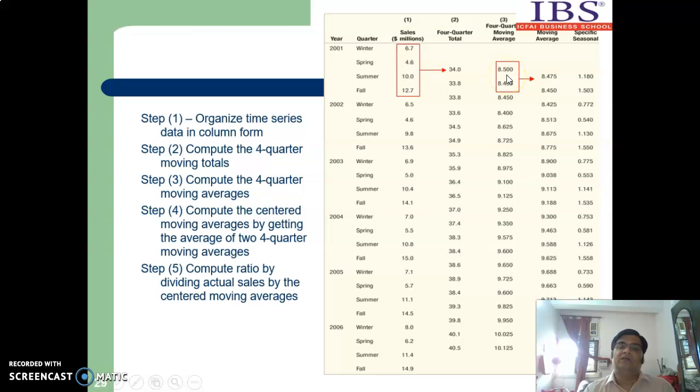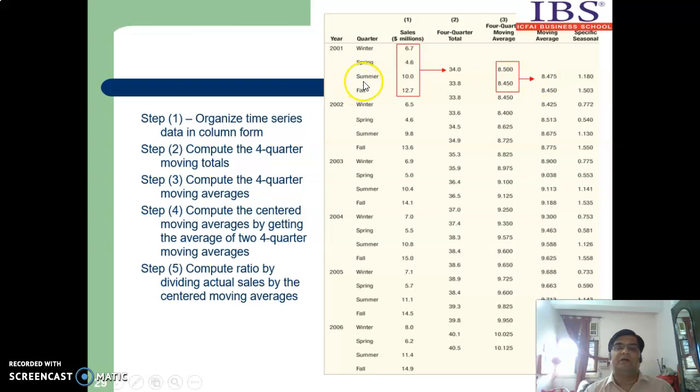Here what we have done, we have taken the average, that means 34 we have divided by 4 because we have taken 4-quarter data, that is 8.5. So we have taken the average of all these data. And in the 4th column, step 4, we computed the centered moving average by getting the average of 2 4-quarter moving averages. That means these 2 data, we will take the average and we will write in the 3rd row.